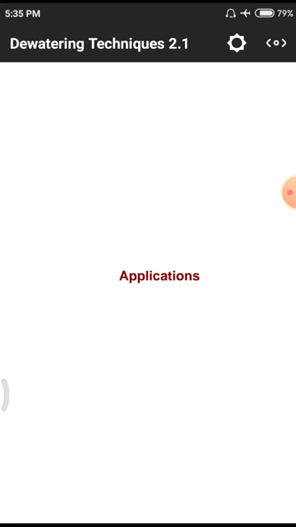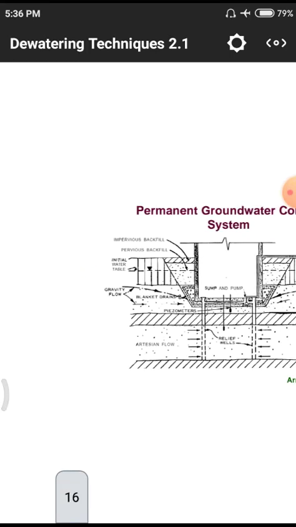Why? Because we have to work in different places on different projects. For our project, with regard to our soil properties, which method is suitable and which method is cost effective, all those things we need to know. When we have deep knowledge of these dewatering techniques, we need to understand these phenomena, properties and techniques.